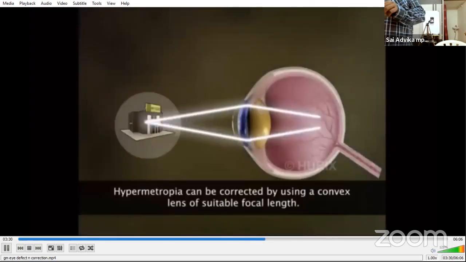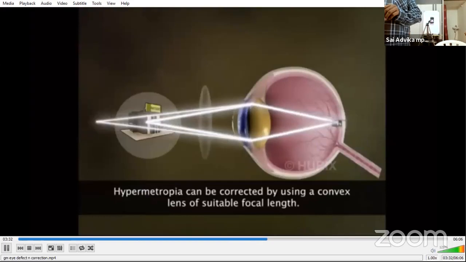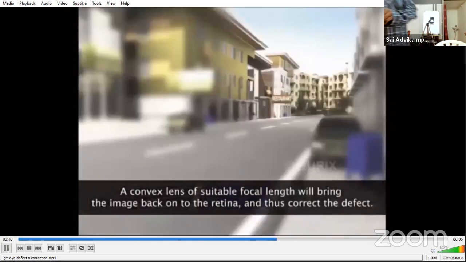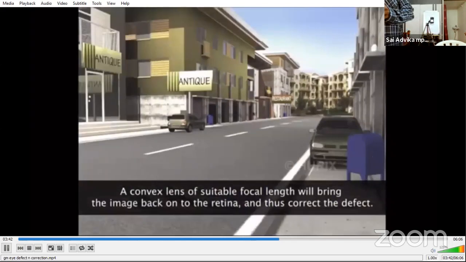Hypermetropia can be corrected by using a convex lens of suitable focal length. A convex lens of suitable focal length will bring the image back onto the retina and thus correct the defect.